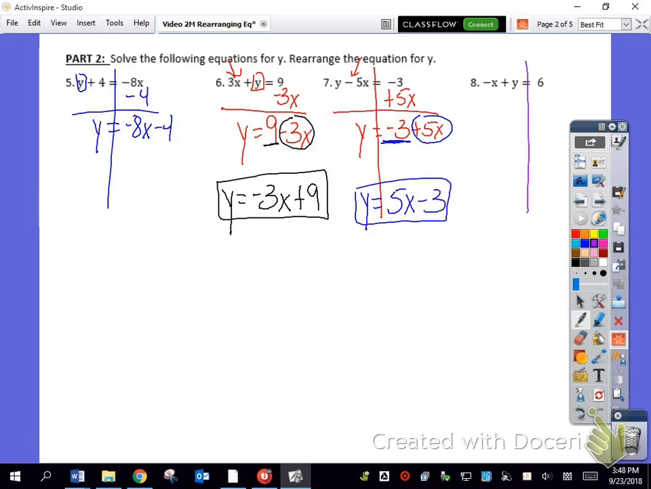And then number 8. So I move negative x to the other side, it becomes positive x. Some students like writing it that way right beside it. That's fine. So Y equals x plus 6. Whichever way makes the most sense to you is fine.